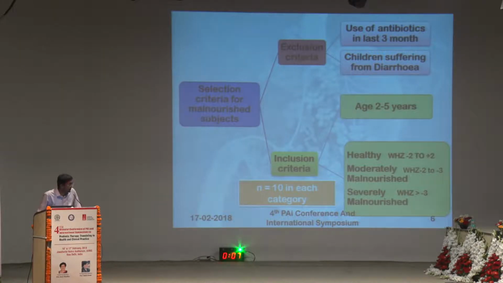The malnourished subjects were selected based on a carefully laid down selection criteria, which included an exclusion criteria and an inclusion criteria. So we excluded children who were suffering from diarrhea and those who used antibiotics in the 3 months prior to the date of sample collection. We included the children who fell into the age group of 2 to 5 years and who fell into the various nutritional status of healthy, moderate acute malnourished, and severe acute malnourished.